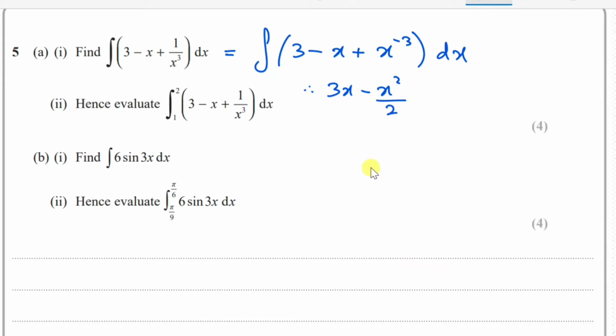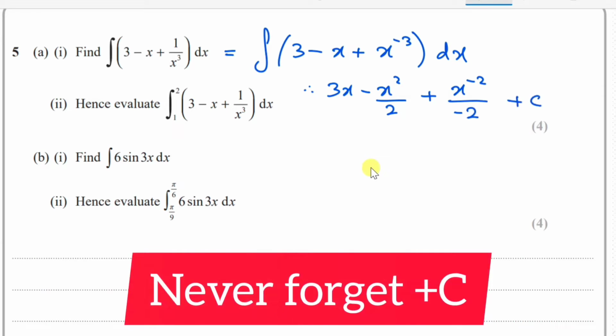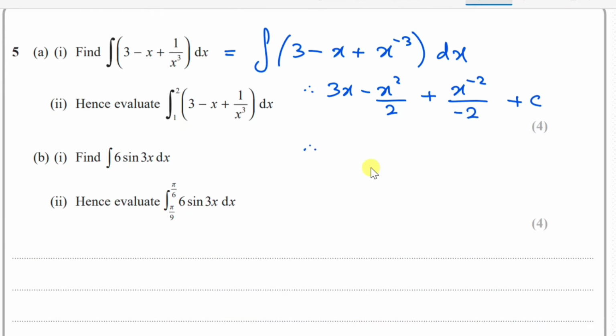And do the same here. Because you got minus 3, add 1 to the power, so it becomes minus 2, so it becomes plus x to the minus 2 over minus 2. And never forget the plus c. And then therefore, guys, tidy up. You should get 3x minus x squared over 2. You got minus sign here, so it'd be minus x to the negative 2 over 2 plus c. And that's it. So that's our first part done.